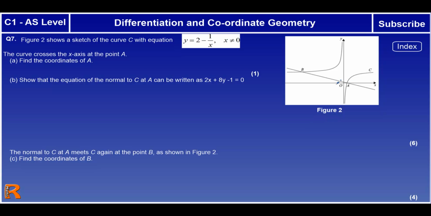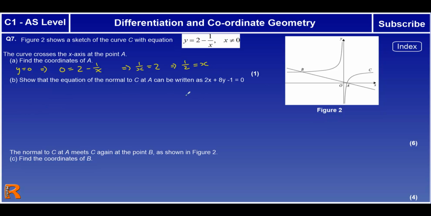Well, when it crosses the x-axis, the y-coordinate is 0, so we know y equals 0. That tells us that 0 equals 2 minus 1 over x. So if we add the 1 over x to the other side, we get 1 over x equals 2. Switch the 2 and the x around to give us 1 over 2 equals x. If you're not sure about that, you could times by the x to get 1 equals 2x, and then divide by 2, but it gives you the same result, x is 1/2.